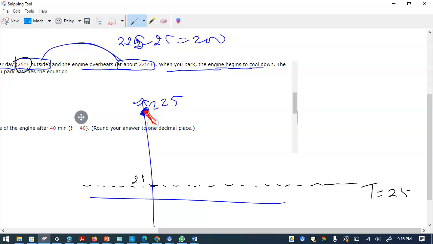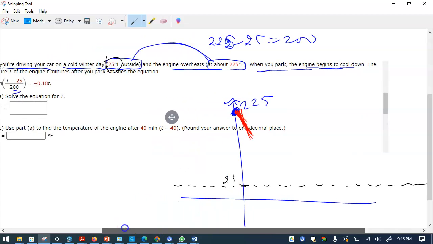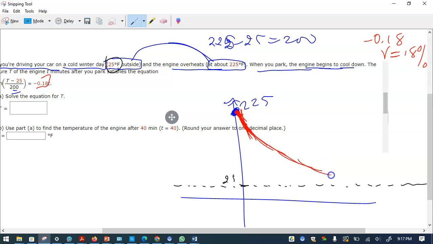In the beginning it cools faster, and they also gave us the percent of cooling. There is a minus 0.18, which means the rate at which it is cooling down is 18%. So 18% going down. And then finally it will almost come closer to the outside temperature, which is 25.